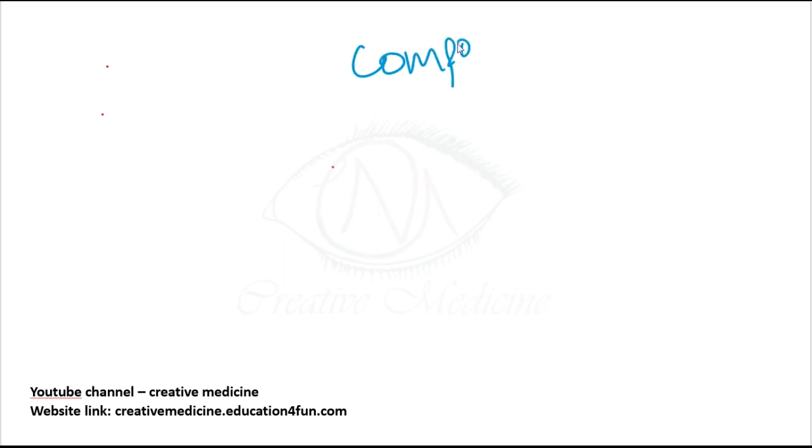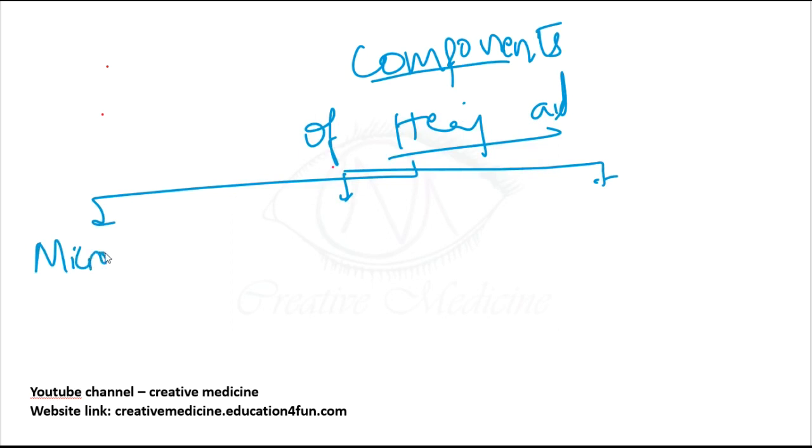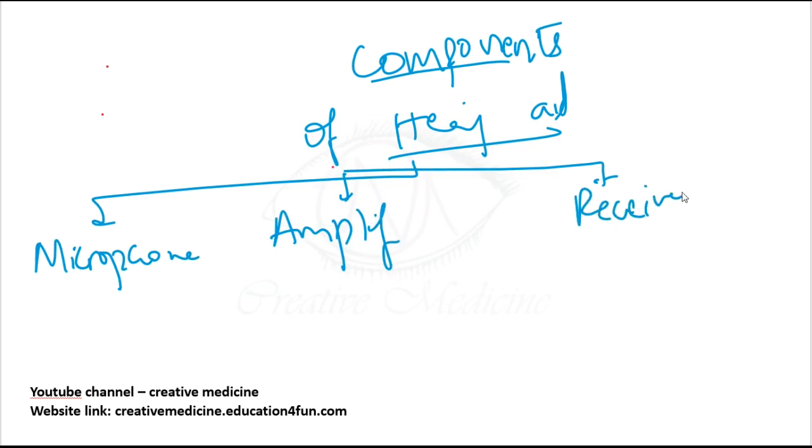The components of hearing aids are of three types. One, we have the microphone. Second, we have the amplifier. And third, we have the receiver.